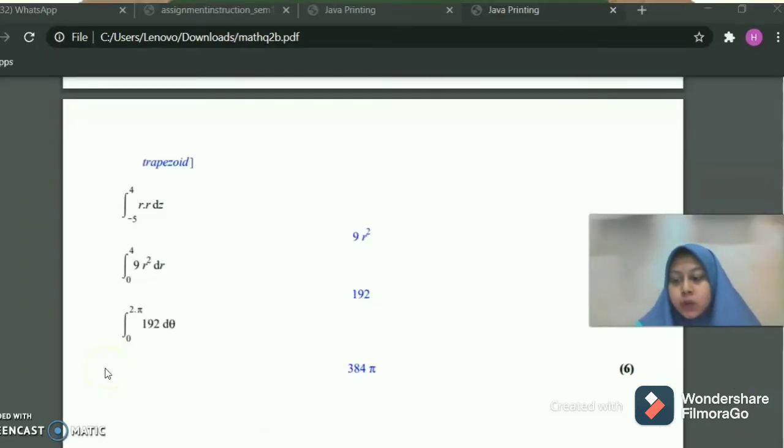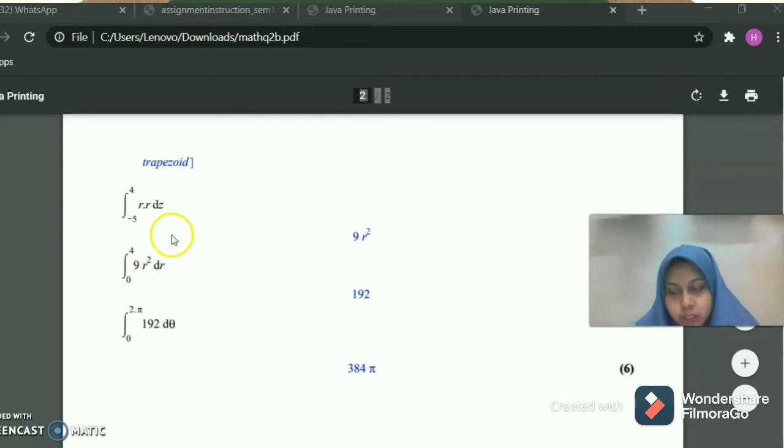Next, we need to evaluate the triple integral using any suitable coordinate system for the boundary condition in question 2b. This is the first equation, the interval we've got from the cylinder above, 4 and -5, then we integrate. And this is the second integration, the interval is 4 and 0, then we integrate. This is the last integration, the interval is 2 pi and 0, then we integrate and we got the last answer, 3 at 4 pi.